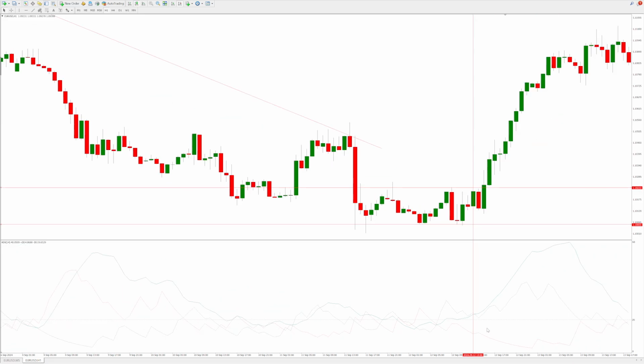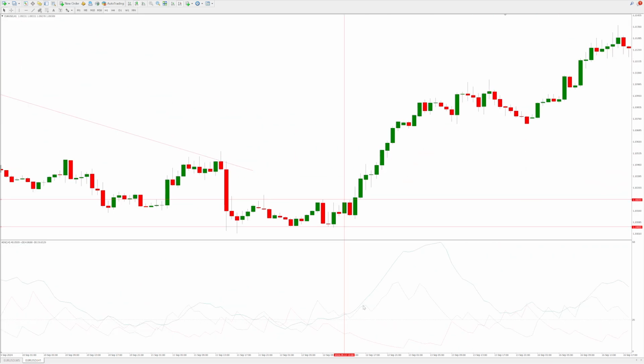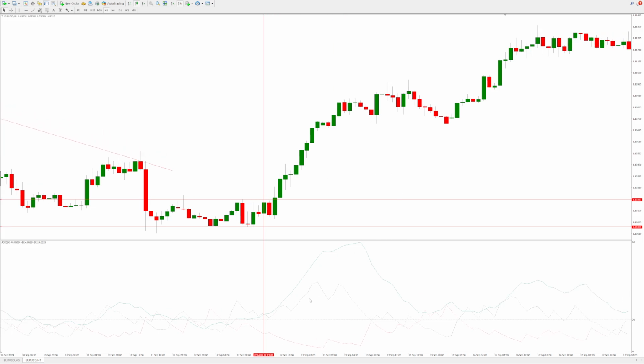Okay, and I add the 20 level just because I find that if this blue line here on the ADX is above 20, it signifies that there's some momentum in the trend that the ADX is showing. Some traders might use a higher level, 25, 30. If you're range trading, you might wait for the blue line of the ADX to be below 20 and then look to take reversals.